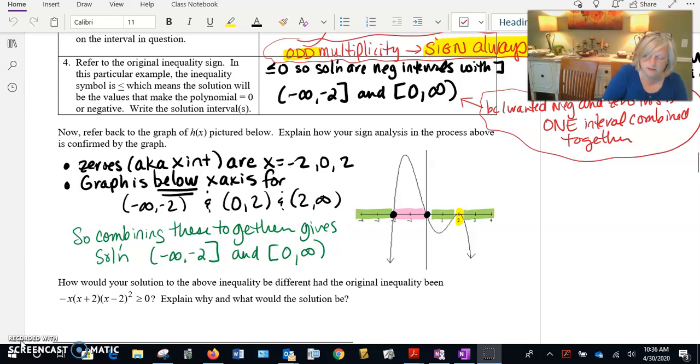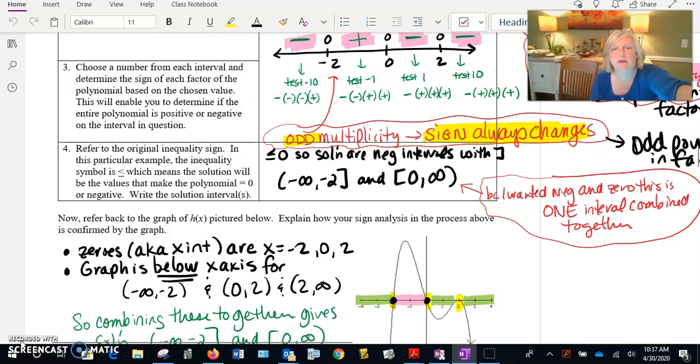Now, when we look at this, and I didn't mention this earlier, but hopefully you saw this when we did our solution, let me slide back up here. You do notice that the intervals where I was below, which is what I was looking for because I was solving less than or equal to 0, were negative infinity to negative 2, 0 to 2, and 2 to infinity.